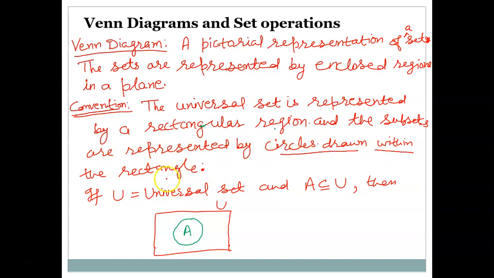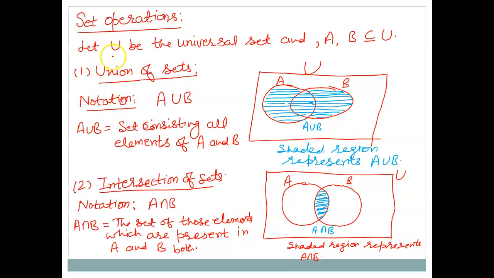drawn within the rectangle. For example, if U is the universal set and A is any subset of U, then we represent this like this. So the rectangular region is the universal set, and within this is A, a subset of U. Now the set operations. If you have the universal set U, and A and B are two subsets of U, and let A and B be represented by these two circles within the rectangle, then A union B consists of all the elements of A and B. So the shaded region here represents A union B.